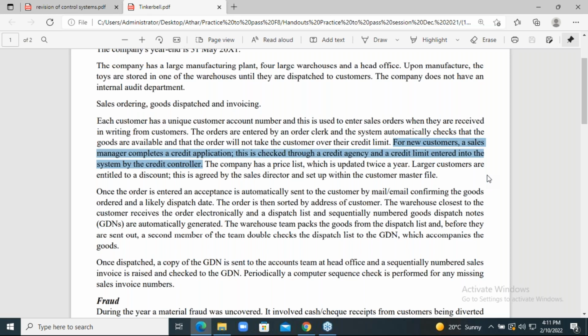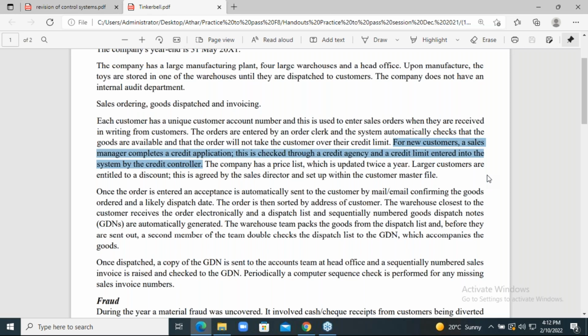Now this is the system that has been claimed by the organization. First of all, we need to understand the objective behind this control system. For a new customer, a sales manager completes a credit application and this is checked through a credit agency, and a credit limit is entered into the system by the credit controller.